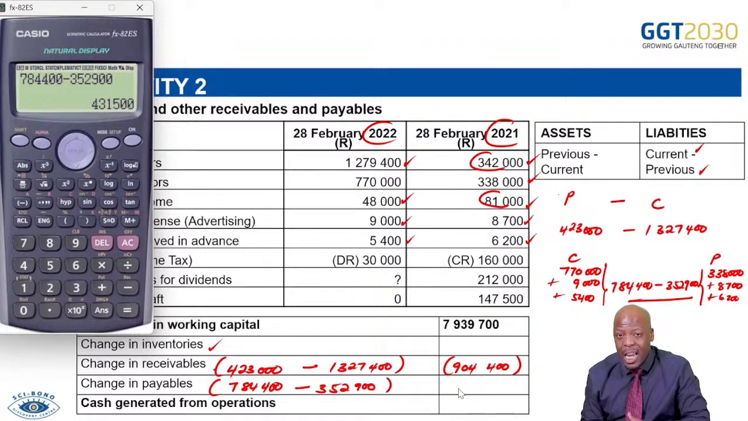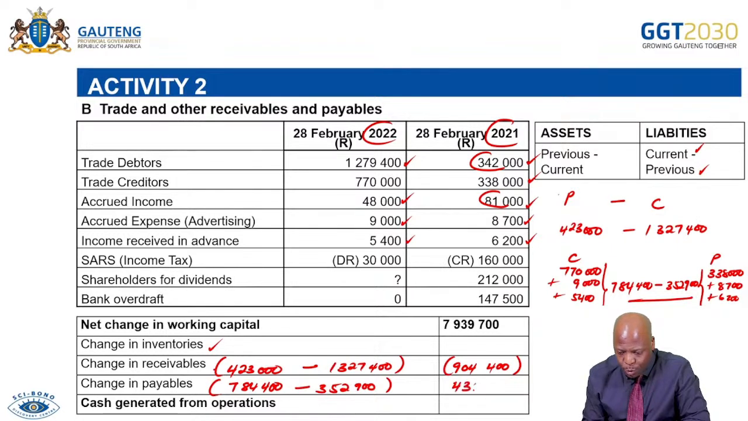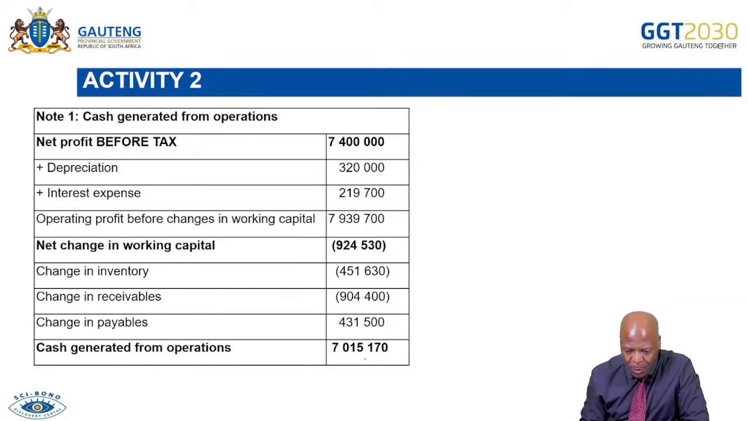An increase in payables is a cash inflow. So 431,500 here. You can see that our payables have increased. Once your payables have increased, it's a cash inflow. Okay, let's quickly now come and conclude this question.